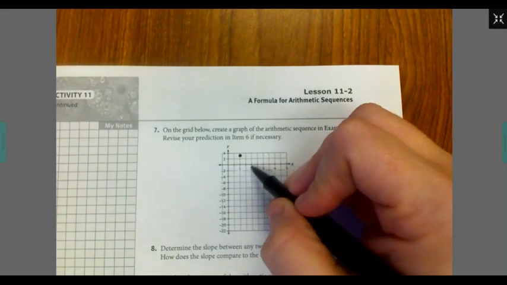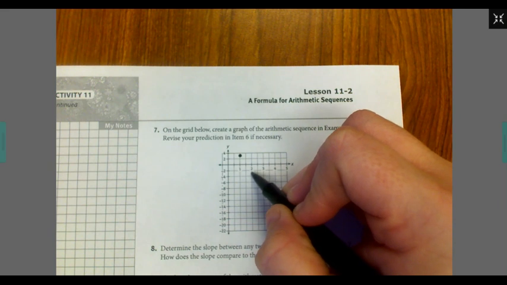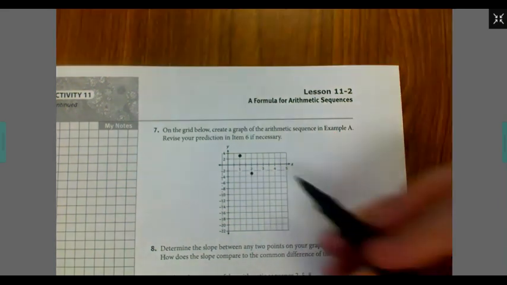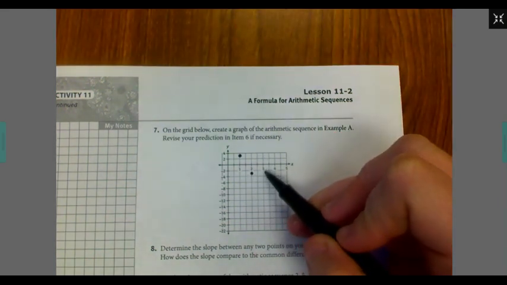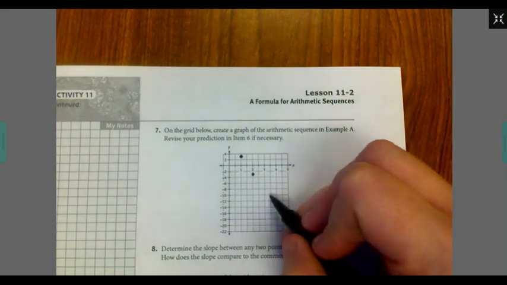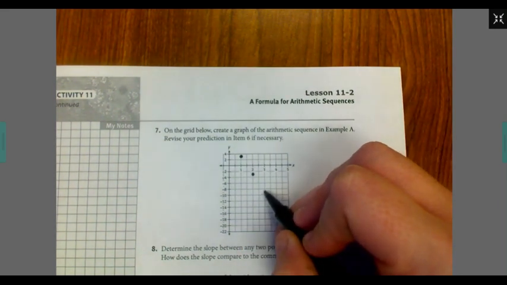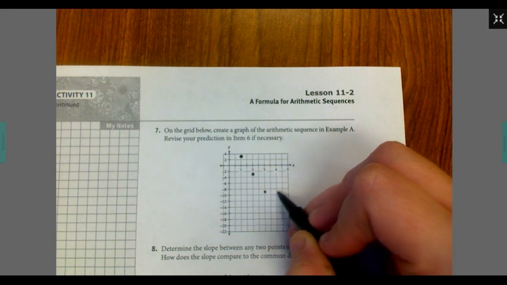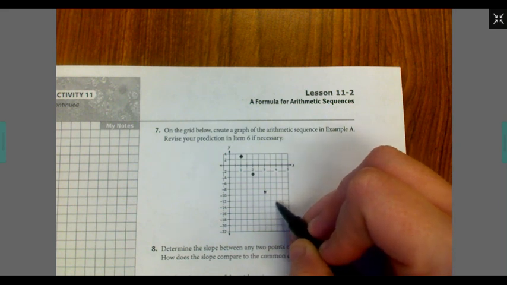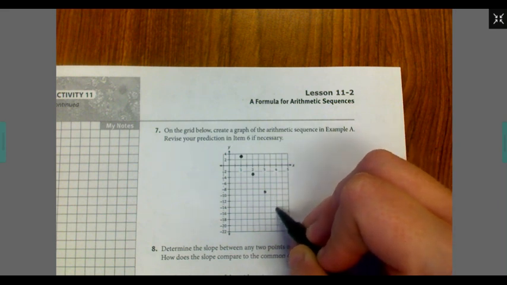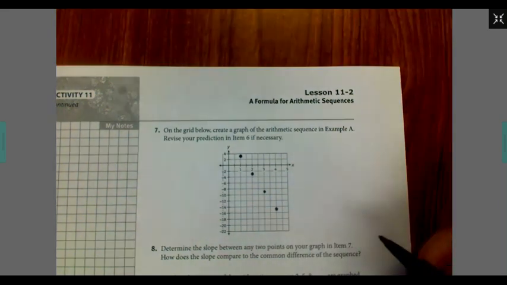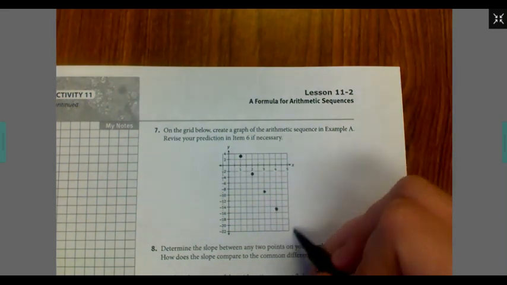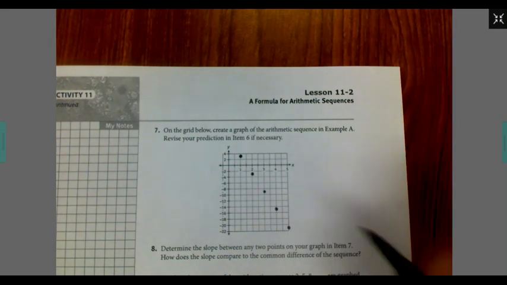My second term is going to be -3. My third term, if you recall, was -9. My fourth term was -15. And they gave me my fifth term, which was -21.